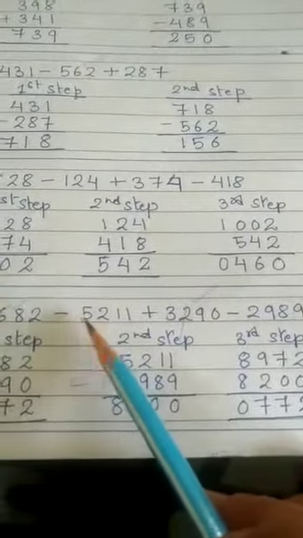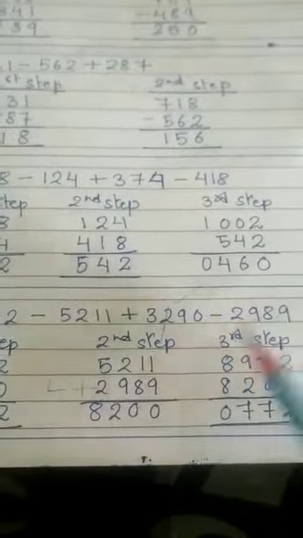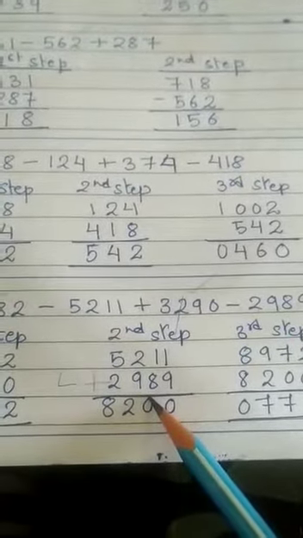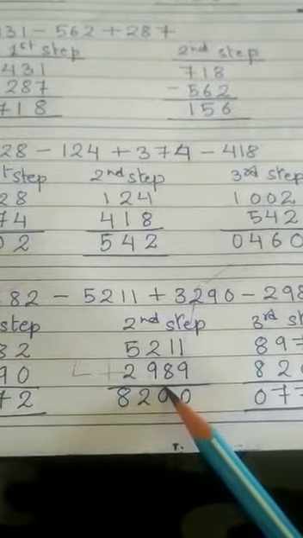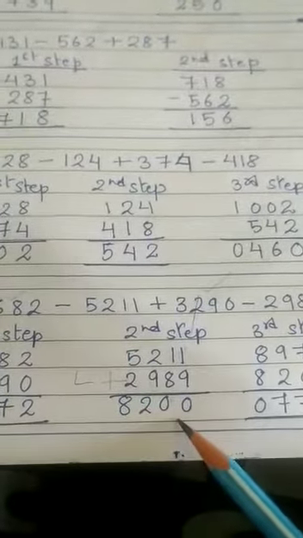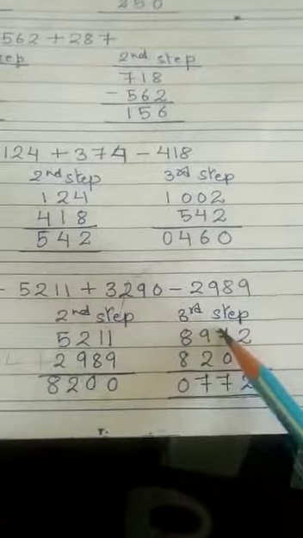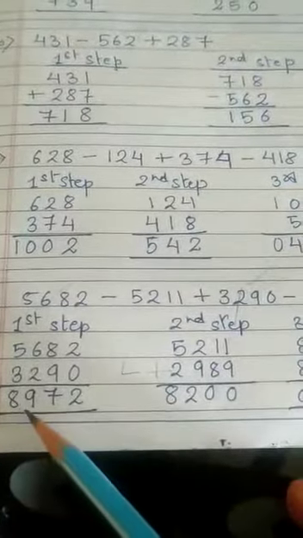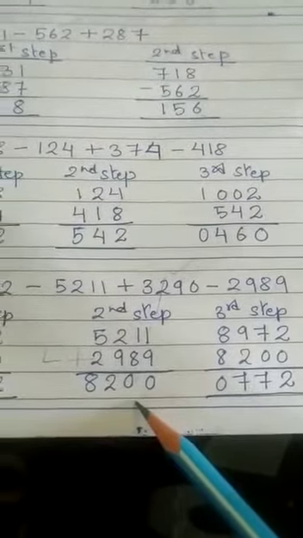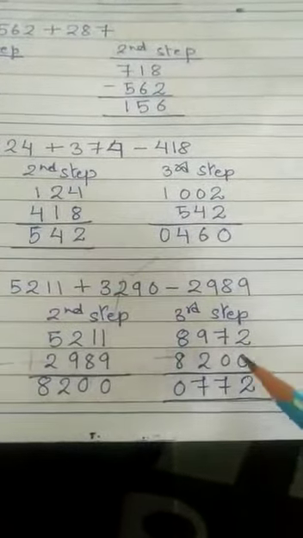That means minus 5211 minus 2989 you have to bring in the second step, but you have to do the addition. Please do remember, this is a very important part. When you add these two numbers, you will find 8200. Finally, you go to the third step, where you bring 8972 minus 8200. Here it becomes the minus.